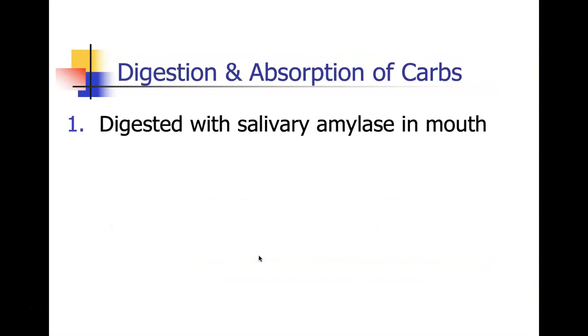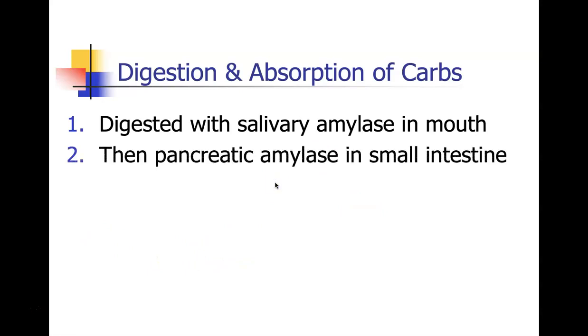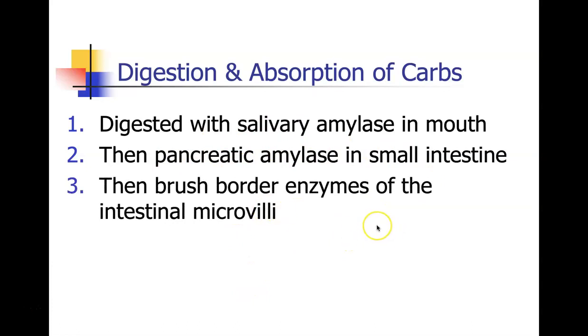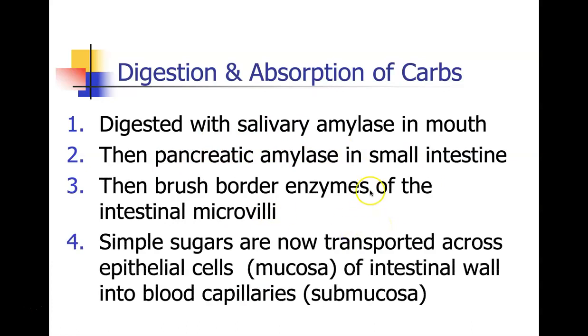Now we're going to talk about the different kinds of food components we have and how they are digested and absorbed. And the first one is carbohydrates. Digestion of carbohydrates begins in your mouth with salivary amylase. Then pancreatic amylase in the small intestine takes over and continues to break down the carbohydrates once the chyme enters the small intestine. Then the brush border enzymes of the intestinal microvilli are activated. And after this point, simple sugars can be transported across the epithelial cells, across that mucosa of the intestinal wall and into the blood capillaries in the submucosa.